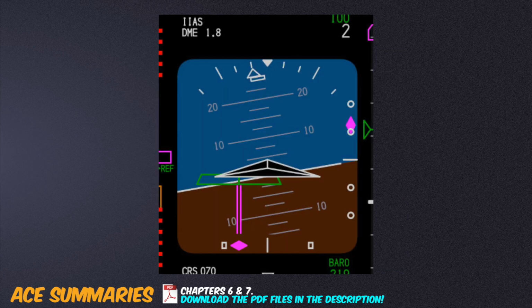Rising runway appearance is type specific, but often begins at 200 feet above ground level. When at 0 feet above ground level, the runway symbol will be in connection with the aircraft marker, not with the horizon.